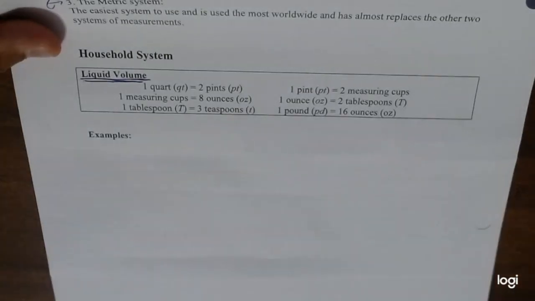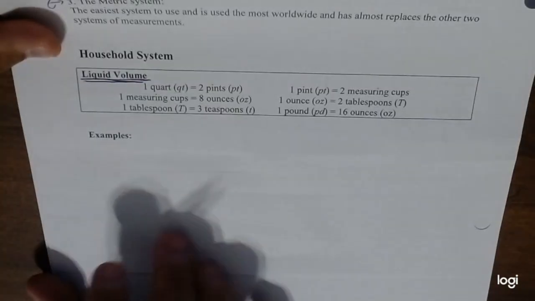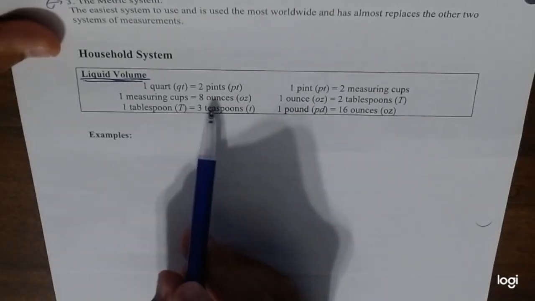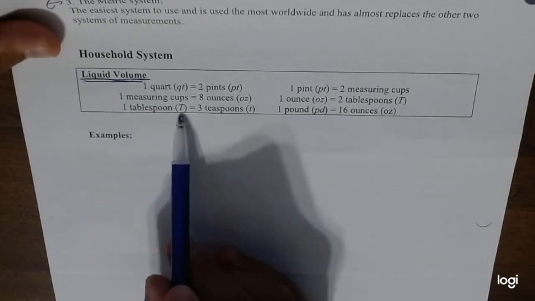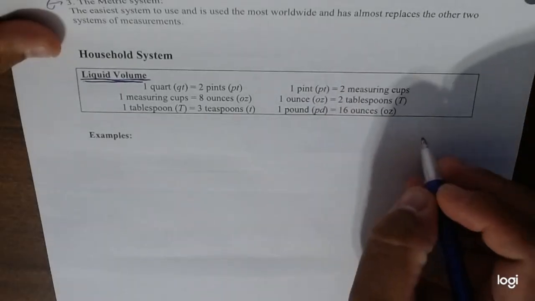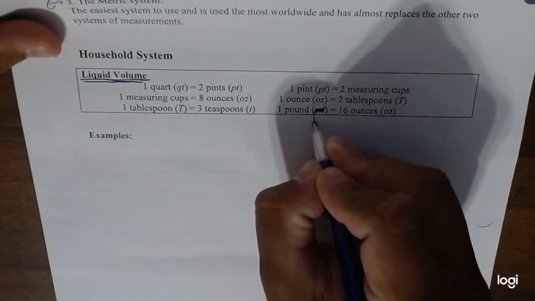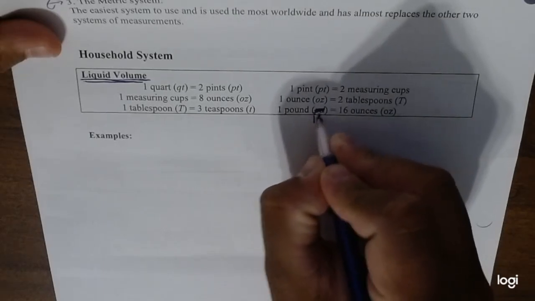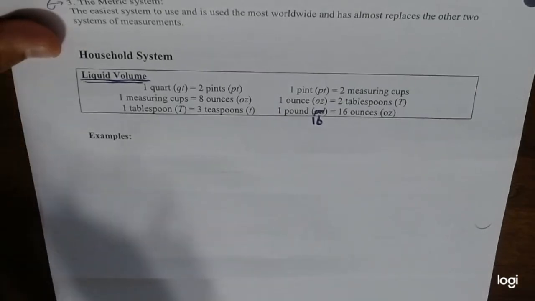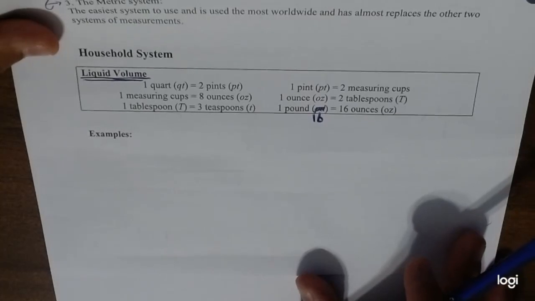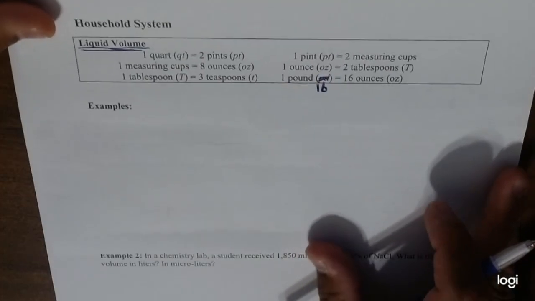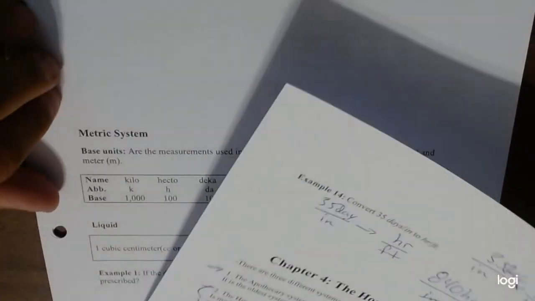A couple of these we already talked about, like quarts and pints and ounces. But these are the main ones we're going to talk about here. 1 measuring cup equals 8 ounces. 1 tablespoon, capital T, equals 3 teaspoons, and so forth. The only one you have to replace here is this PD. This is supposed to be LB. That's pounds, sorry, a little typo there. So 1 pound equals 16 ounces, which we also talked about last time. These are newer ones we're going to use from this portion on top of the list we had in chapter 3 as well.